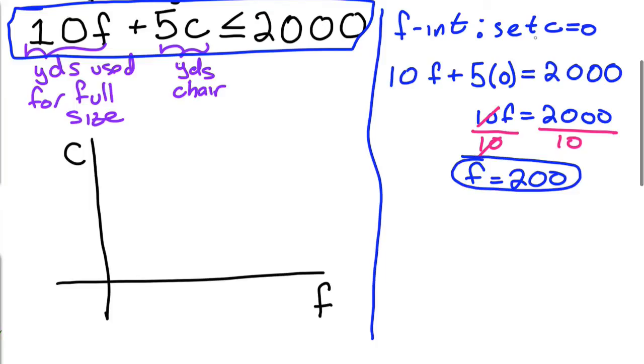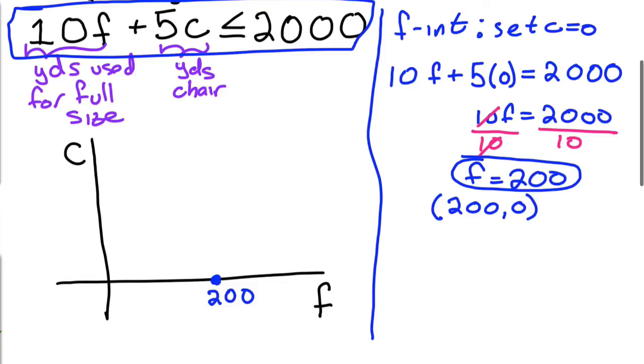Okay, so that gives me my F-intercept, which is the point where F is equal to 200 and C is equal to 0. So let's say that would be right here. So this is F equals 200, C equals 0.